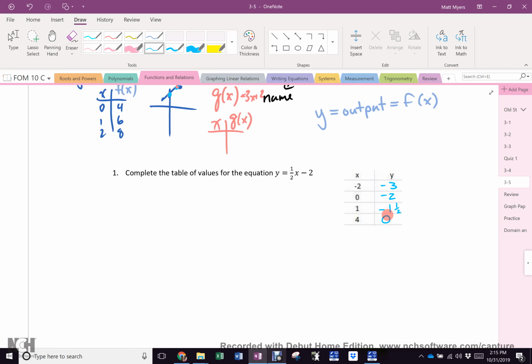Yes. How did we get these answers? What did we do to get those outputs? We followed the equation and we did what? We plugged the x into the variable. We took the x values and put them in for x, yes? Easy peasy lemon squeezy, yeah? Yes.